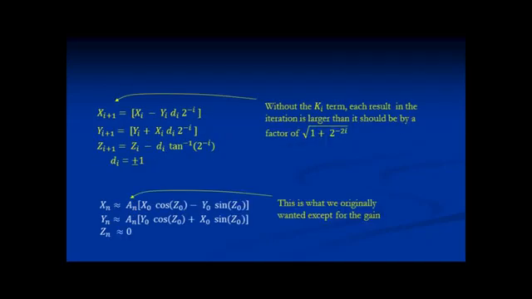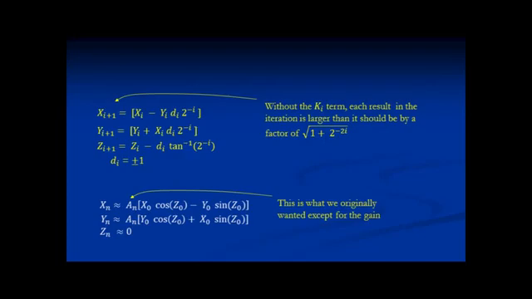By doing this, we get to our final set of iterative equations we'll use to make the quartic function. x sub i plus 1 is equal to x sub i minus y sub i times d sub i times 2 to the minus i, and y sub i plus 1 is equal to y sub i minus x sub i times d sub i times 2 to the minus i, and z sub i plus 1 equals z sub i minus d sub i times arctangent of 2 to the minus i. These can be calculated using addition, subtraction, and shifts. For the arctangent, a relatively small lookup table can be used.